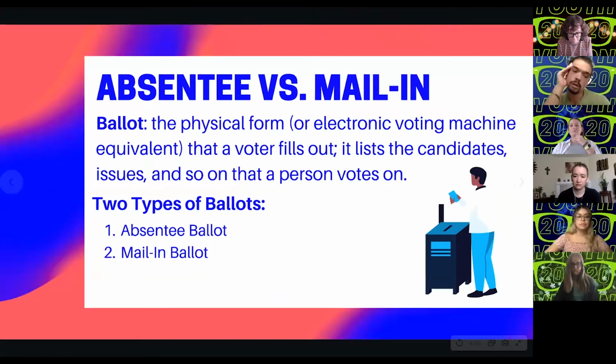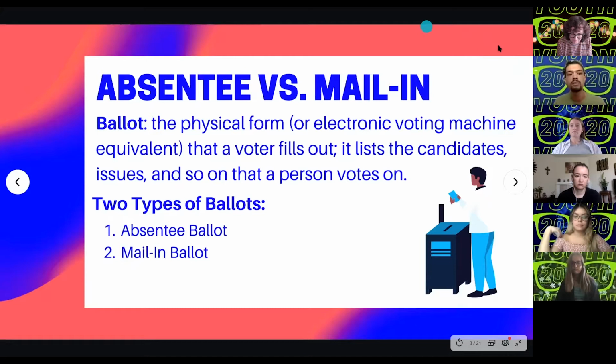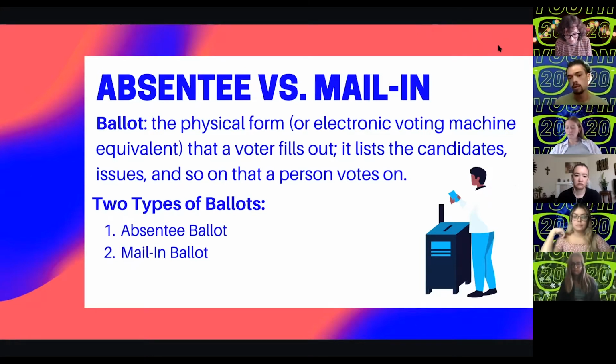What's up, guys? So we're going to start with what a ballot is, first off. A ballot is the physical form or electronic voting machine equivalent that a voter fills out. What's on the ballot is a list of candidates, issues, and so on that a person decides and votes on. And there's two types of ballots that you send through the mail. One is going to be the absentee ballot. The other is going to be your mail-in ballot.